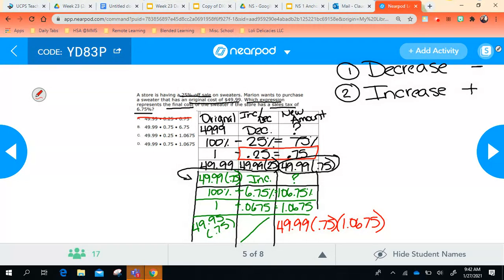B, 49.99 times 0.75. So far, that's right. Then the last one is times 6.75. Is that right? No, because our last decimal is 1.06. Let's look at C. 49.99 times 0.725. Sorry. Is that right? No. So that leaves us with D. I check 49.99 times 0.75 times 1.0675, and that is correct.